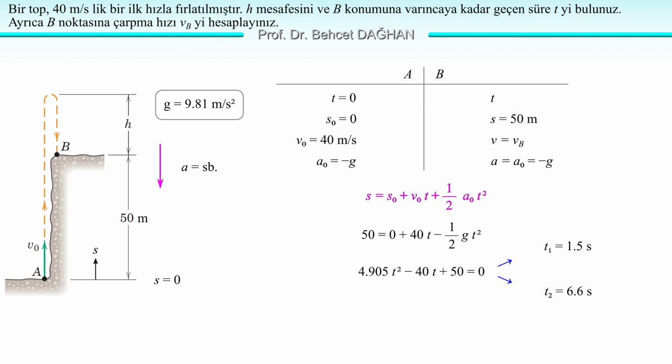Final position is position B. The value of s at point B is 50 meter. S0 is 0, V0 is 40, A0 is minus g. If we substitute, we obtain a quadratic equation. This equation has two roots. The first root is 1.5 second. The second root is 6.6 second.